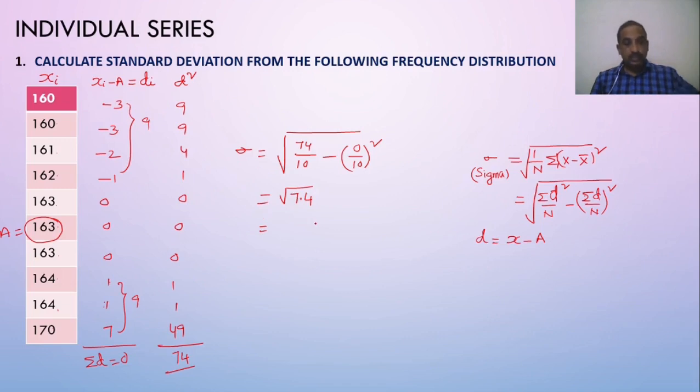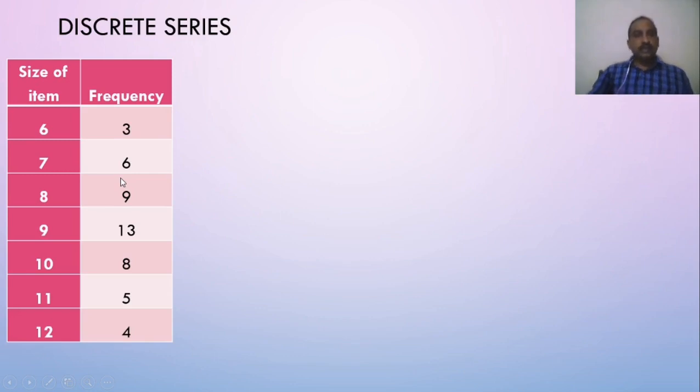7.4 value is 2.72. This is the standard deviation of this distribution, right? So now learn about how to calculate the standard deviation in discrete series.